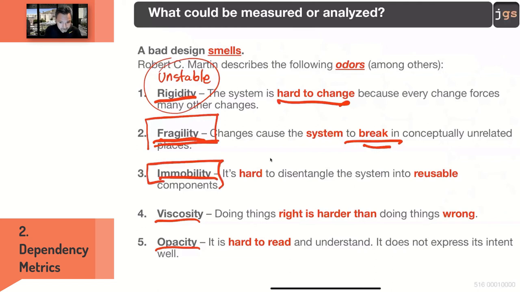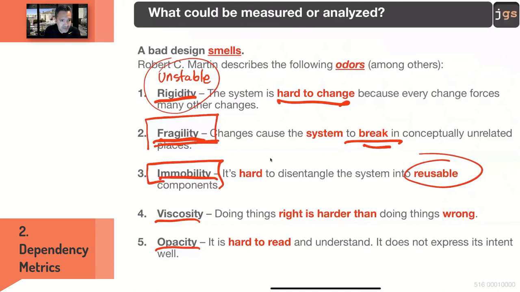Immobility. This is about reuse. Can I reuse parts of your projects? By any chance, can I reuse your workspaces or your panels or your drag and drop to drag and drop something else? Can I take one of your classes and use that class without modifying the source code, reusing a different project?